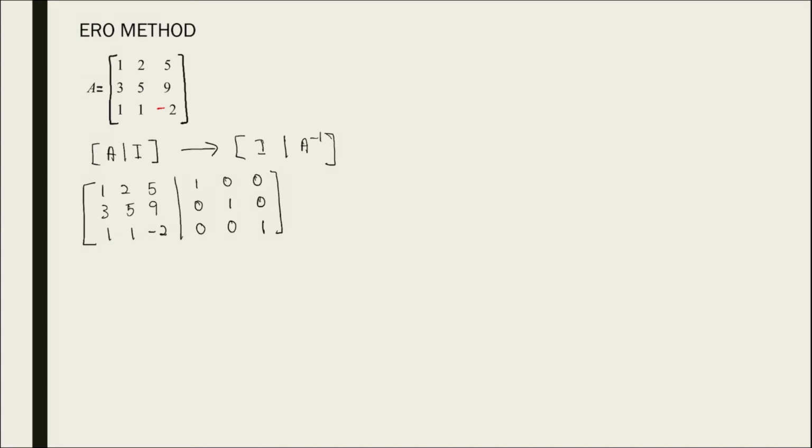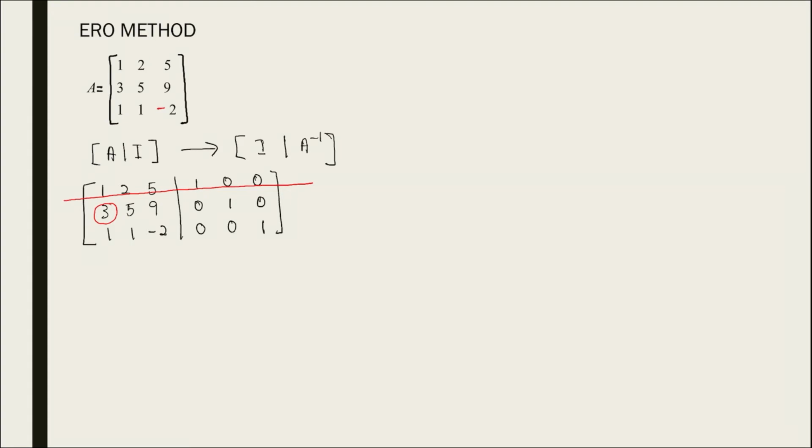Okay, so the first step, we are going to change all elements in A to become the identity matrix, which the identity matrix is 1, 0, 0 in the first column. Okay, since the first element is already 1, so we don't need to change anything. So I'm going to change 3 into 0. How do we change 3 into 0?